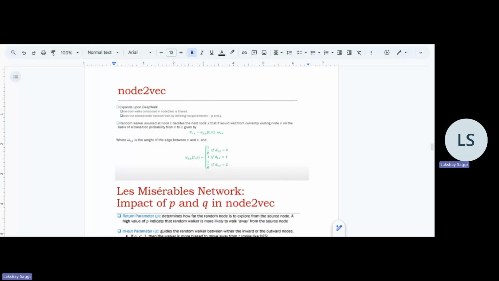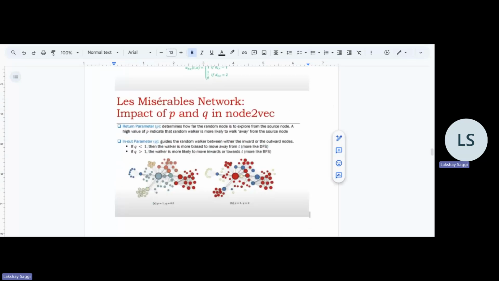Without getting into the math, the high level idea of what these parameters P and Q intuitively represent is this. P is usually referred to as the return parameter, and it determines how far the random walker is to explore from the source node. A high value of P indicates that the random walker is more likely to move away from the source node. And the in-out parameter Q guides the random walker between whether it should go to inward nodes or outward nodes.